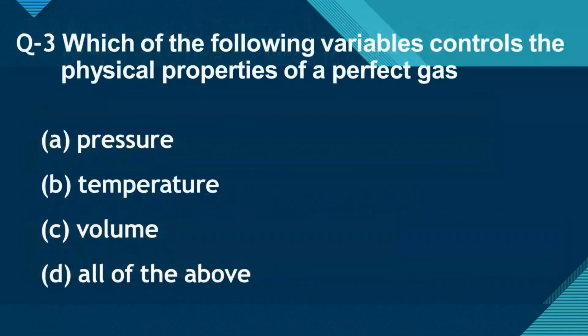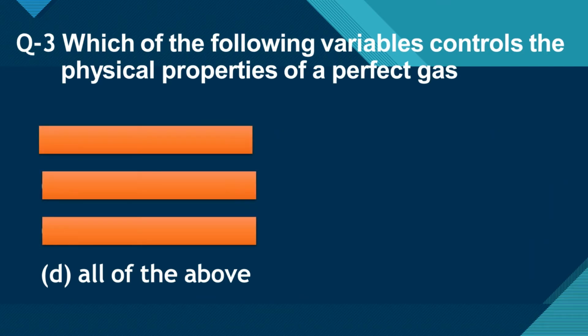Question number 3. Which of the following variables control the physical property of a perfect gas? Option A pressure, option B temperature, option C volume, option D all of the above. So the right answer is option D, all of the above. Pressure, volume and temperature are the variables that control the physical property of a perfect gas. So the right answer is option D.